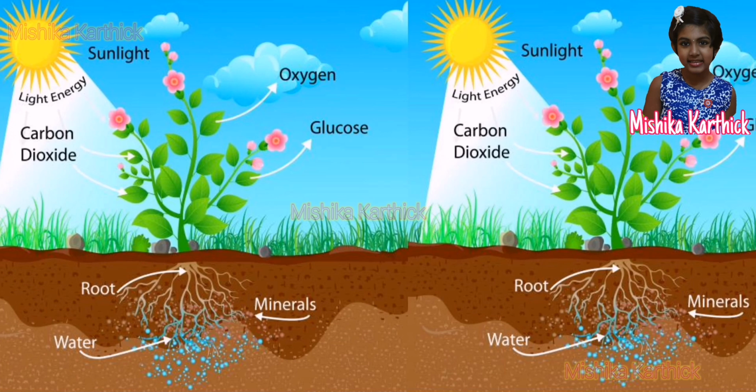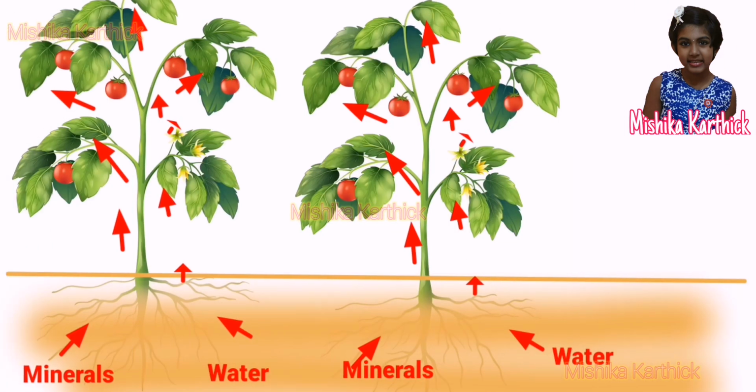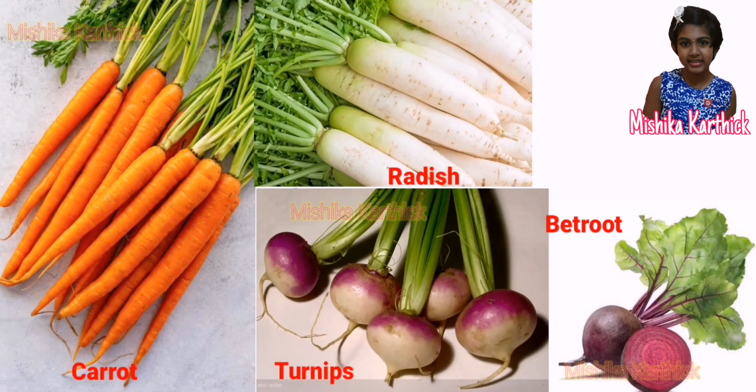A mineral is a naturally occurring substance in the earth. It is not a part of an animal or a plant. The stem in turn passes water and minerals to the other parts of the plant. In some plants, roots store food. Carrot, radish, turnips and beetroots are actually roots which we eat.